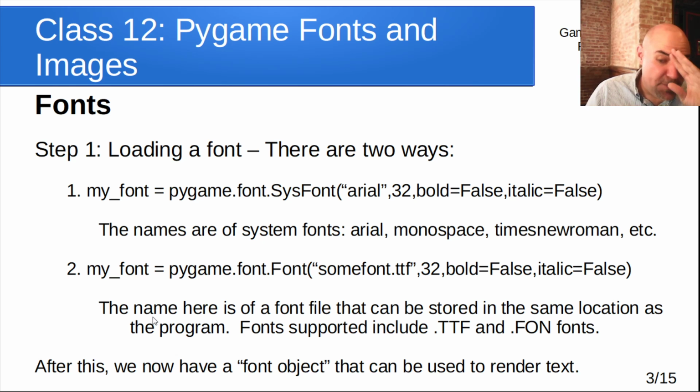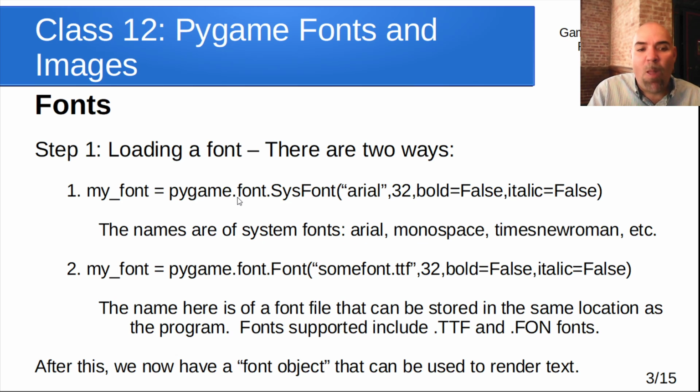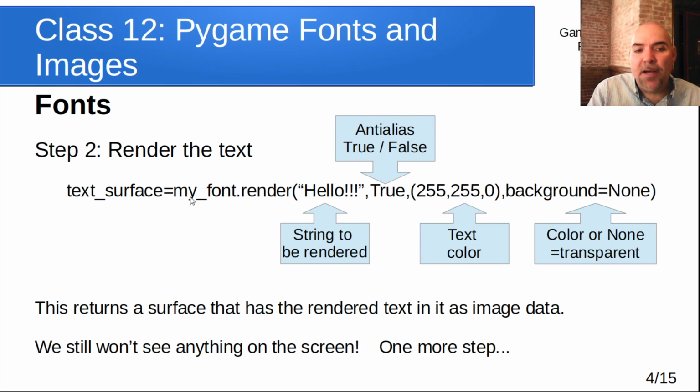So after we have a font object, we're going to use that font object to now render text. So step 1 was loading the font and creating this font object. Now that we have the font object, we're going to use that to render text. So we would use the name that we set for it. Notice back here, I called it my_font. Now we're going to use that. We're going to say my_font.render. Now we put the text that we want rendered here inside of a string. And then we set this to be anti-aliased, either true or false.